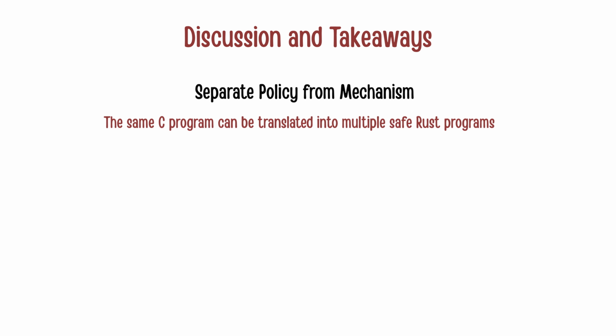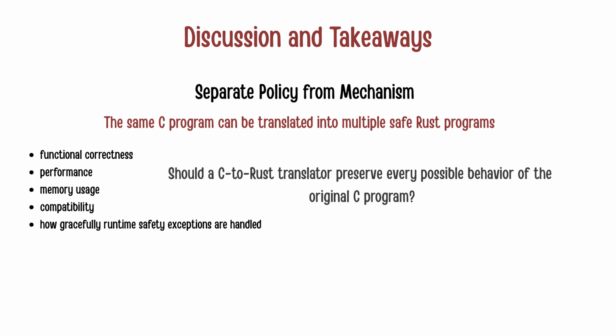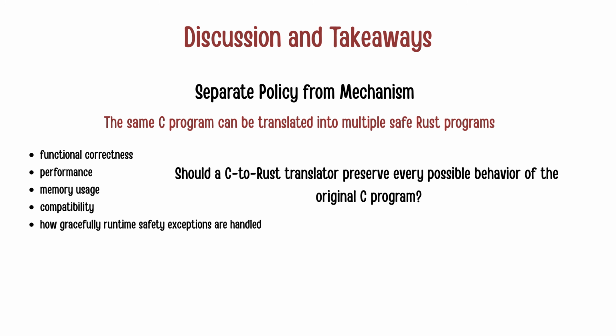The authors argue that there is no single universally correct translation strategy. The same C program can be translated into multiple safe Rust programs. Each translation may satisfy memory safety, but differ in other respects. Consider functional equivalence. Should a C to Rust translator preserve every possible behavior of the original C program?